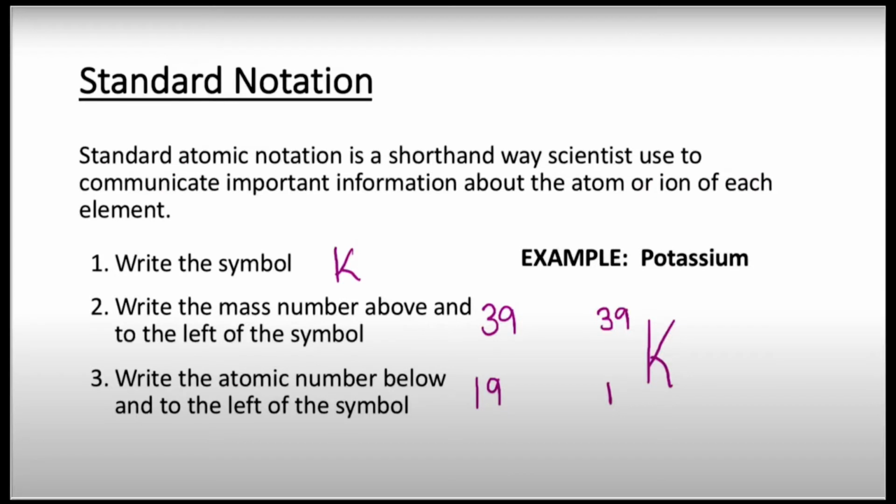A quick review of standard notation. So standard atomic notation is a shorthand way scientists use to communicate important information about the atom or ion of each element. In this case, I'm just focusing on the atom. So write down the symbol for potassium, which is K, write the mass number above and to the left, 39, and the atomic number 19 to the left of the symbol. Sorry, the 19 got erased here, so I'm just going to quickly fill in the 9 so you don't get confused. So this should be 19.